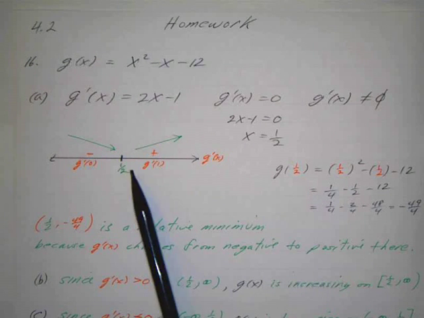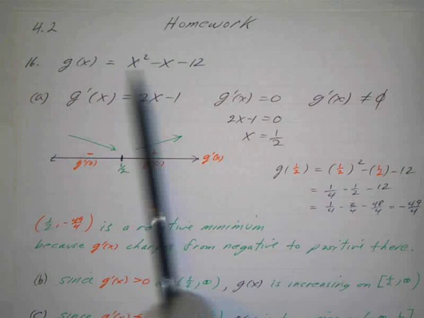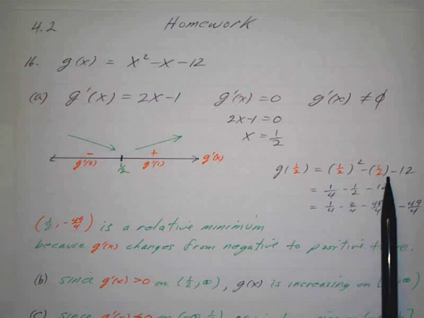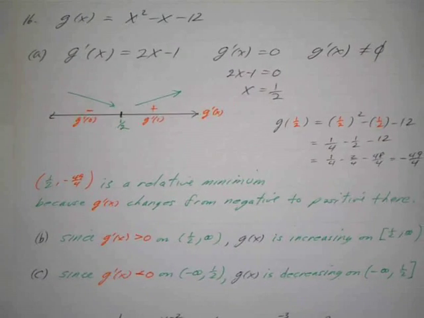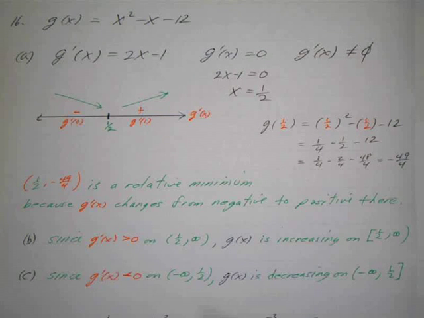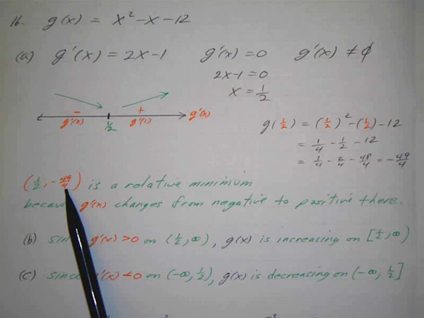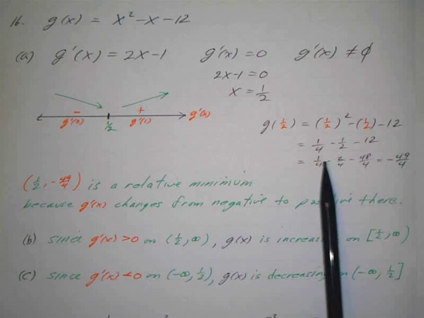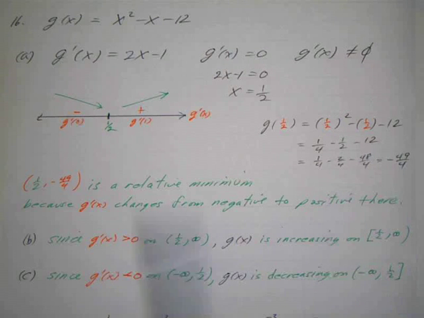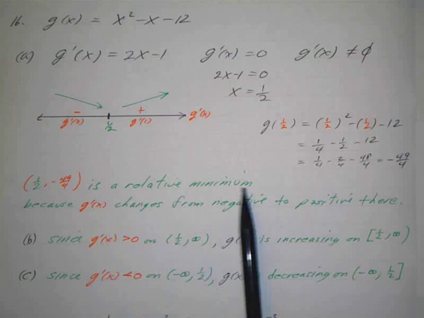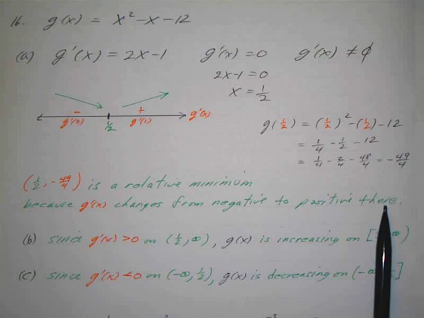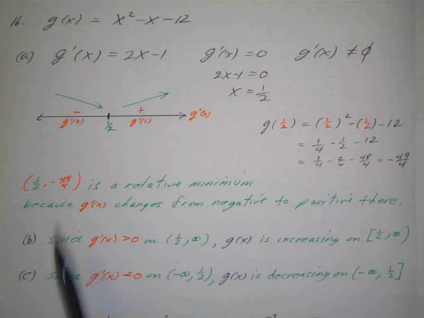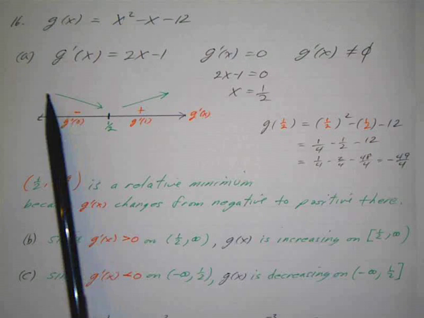And then we can find out the actual value of the point by putting the 1/2 back in the original function. 1/2 squared minus 1/2 minus 12, and that equals negative 49 fourths. Okay? So this is what we have, and so my point is 1/2, negative 49 fourths. And negative 49 fourths is a relative minimum because g prime of x changes from negative to positive there.